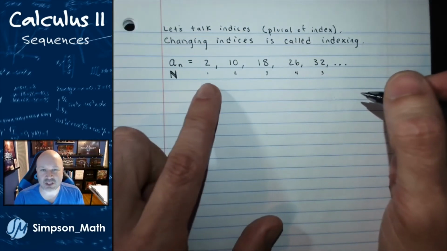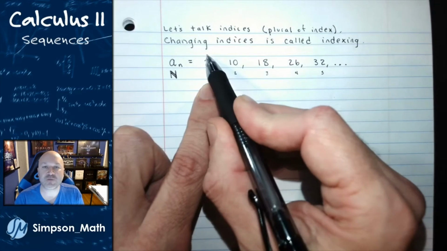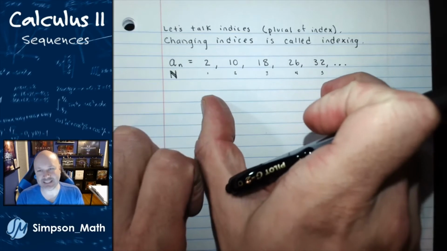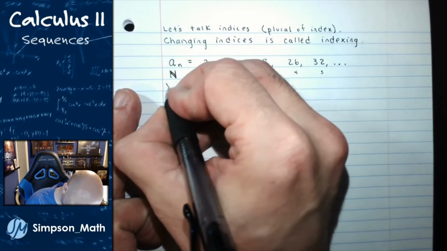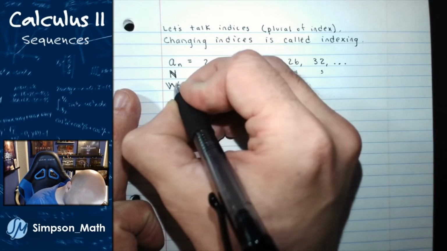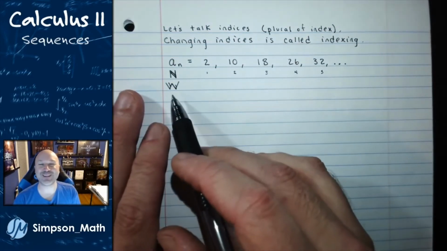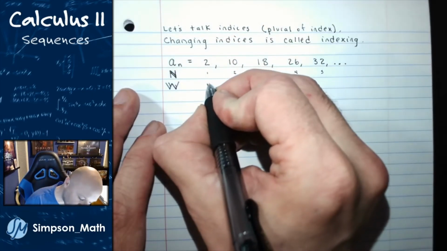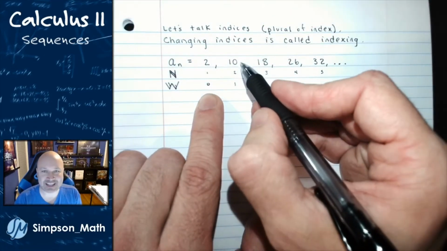But we can change these indices. So right now, my index is 1, and that corresponds to the first term of the sequence. Well, we can just index this. We can change our indices. So I'm going to write a double bar W for whole numbers. Those are the natural numbers, but 0 is included. So the first term is actually 10 if I re-index this.